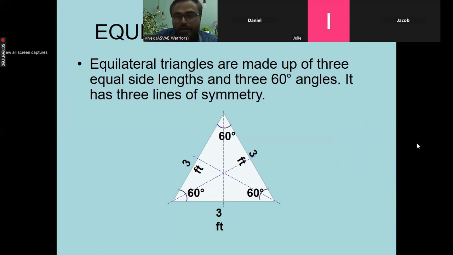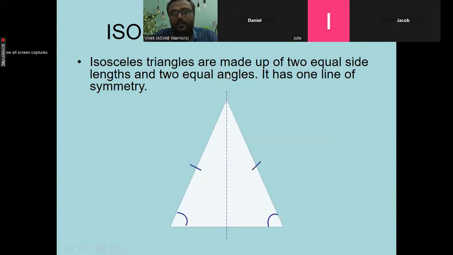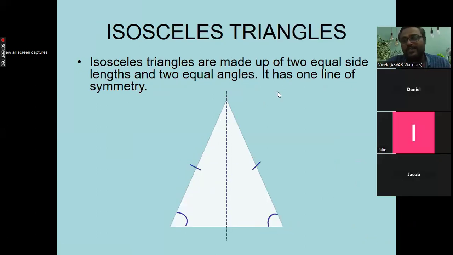Let's move on to the next type of triangle, which is the isosceles triangle. An isosceles triangle has two sides equal and two angles equal. Which are these two sides? This one and this one. And which are the two angles? Exactly opposite to those. So two sides are equal and two angles are equal. Remember, equilateral: three sides equal, three angles equal. Isosceles triangle: two sides equal, two angles equal. Let's move on to the next type of triangle.